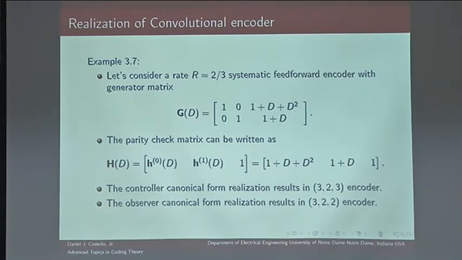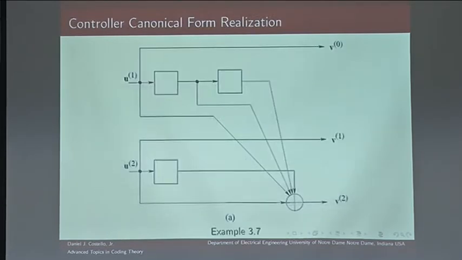If you do this with an observer canonical form, which I said is usually the better way to do high rate encoders, particularly if they're systematic, it's basically given by, you get the connections off of the parity check matrix, and you need only 2 delay elements. So you have fewer states, 4 instead of 8.